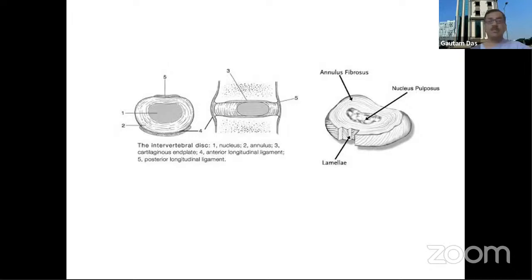I mean, sometimes you sit straight, sometimes you lean forward, sometimes you move. So that movement is going to change the interdiscal pressure. And this change of the interdiscal pressure is the driving force to drive the oxygen and the nutrients inside the disc. So strict bed rest is abandoned.